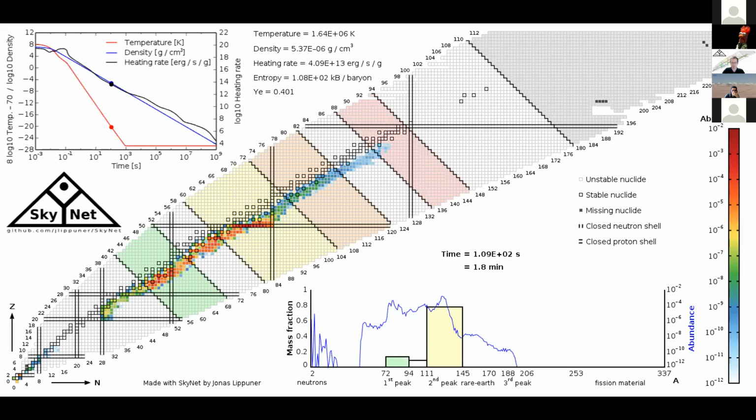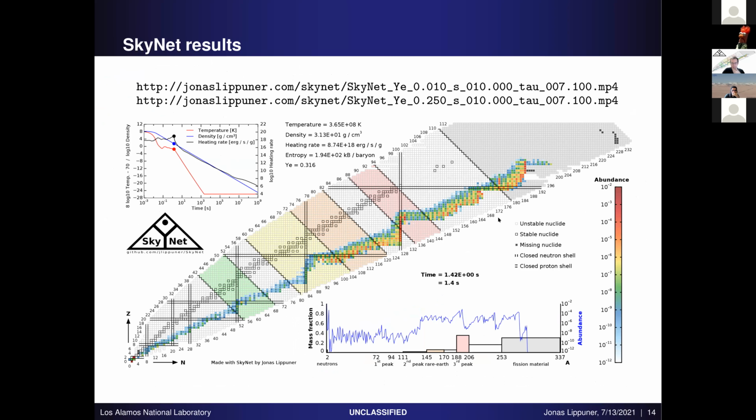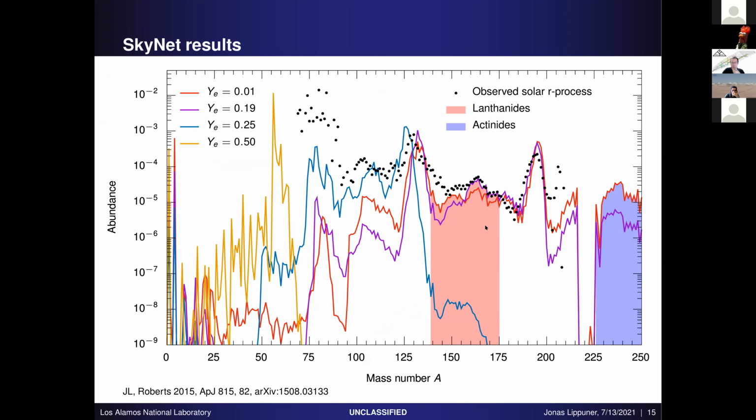All right, let's go back to the slides. Here we go. And so here, this plot shows the final abundances of the two cases and some others that I just showed you. And here, we start with different initial electron fractions.